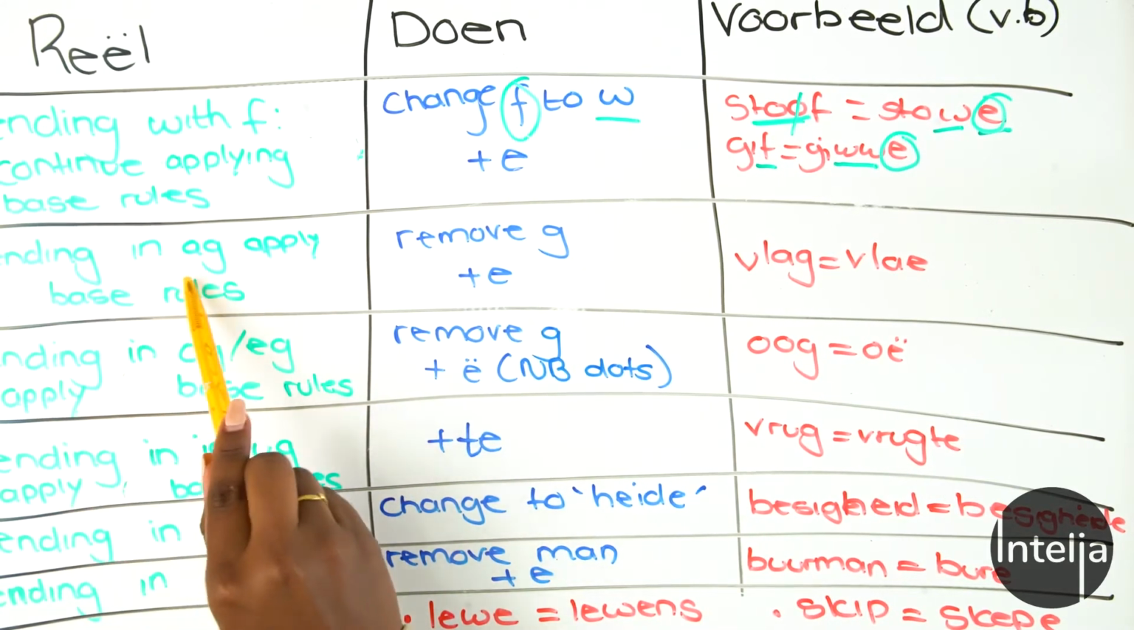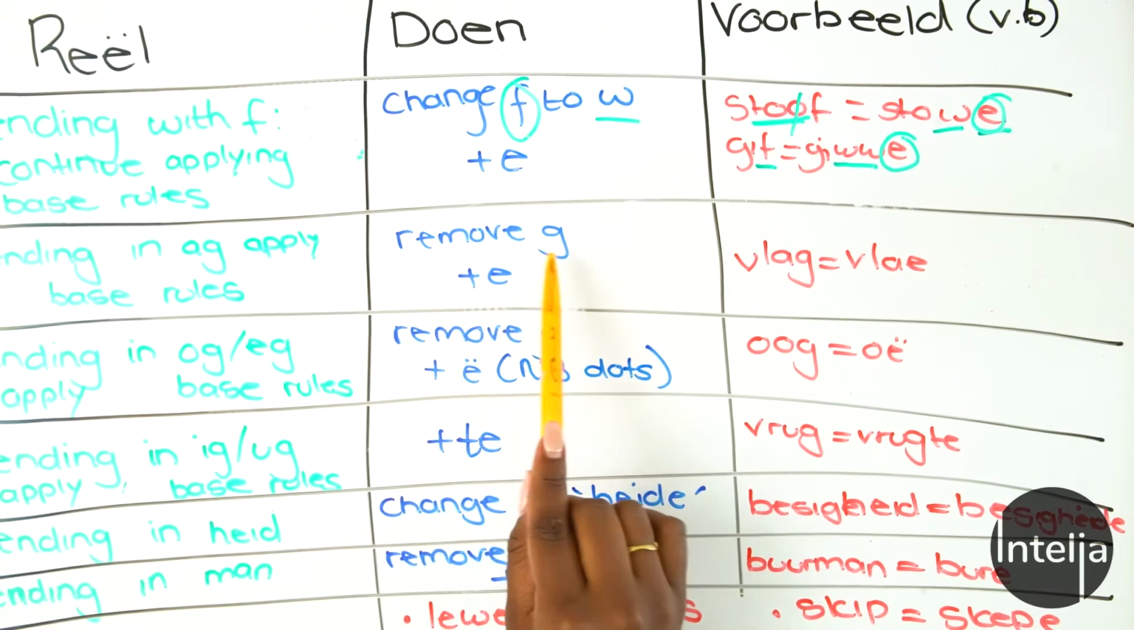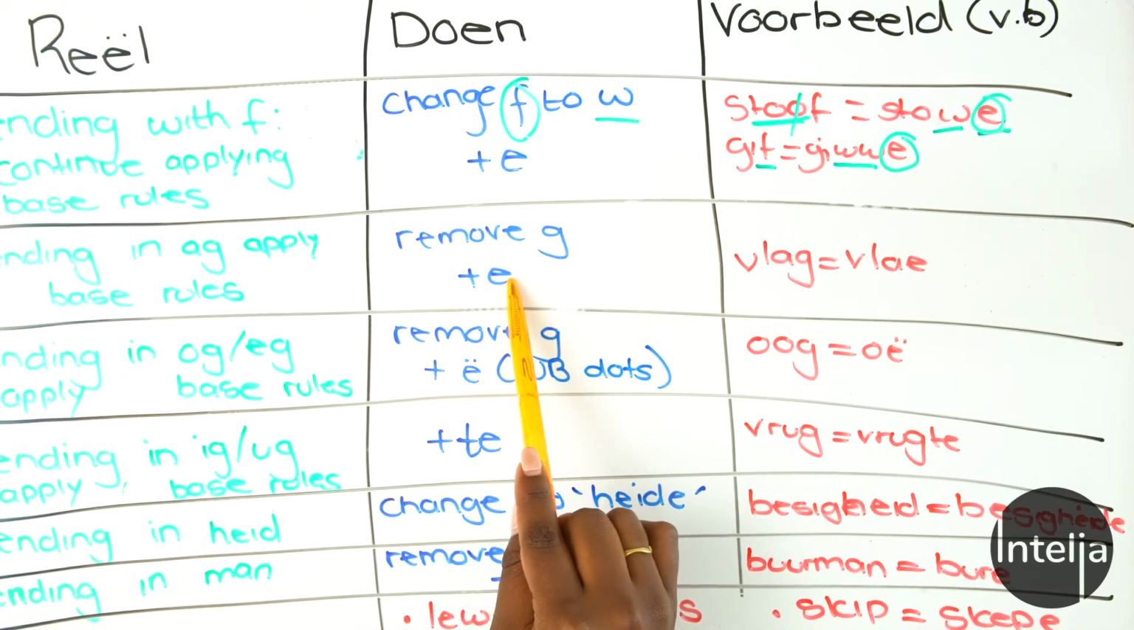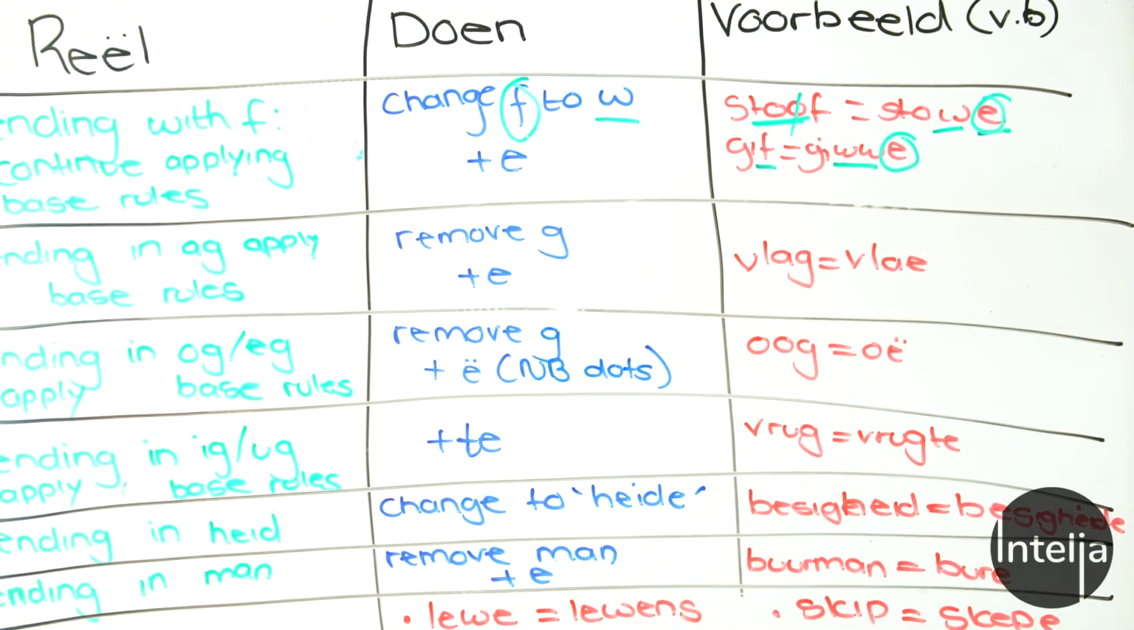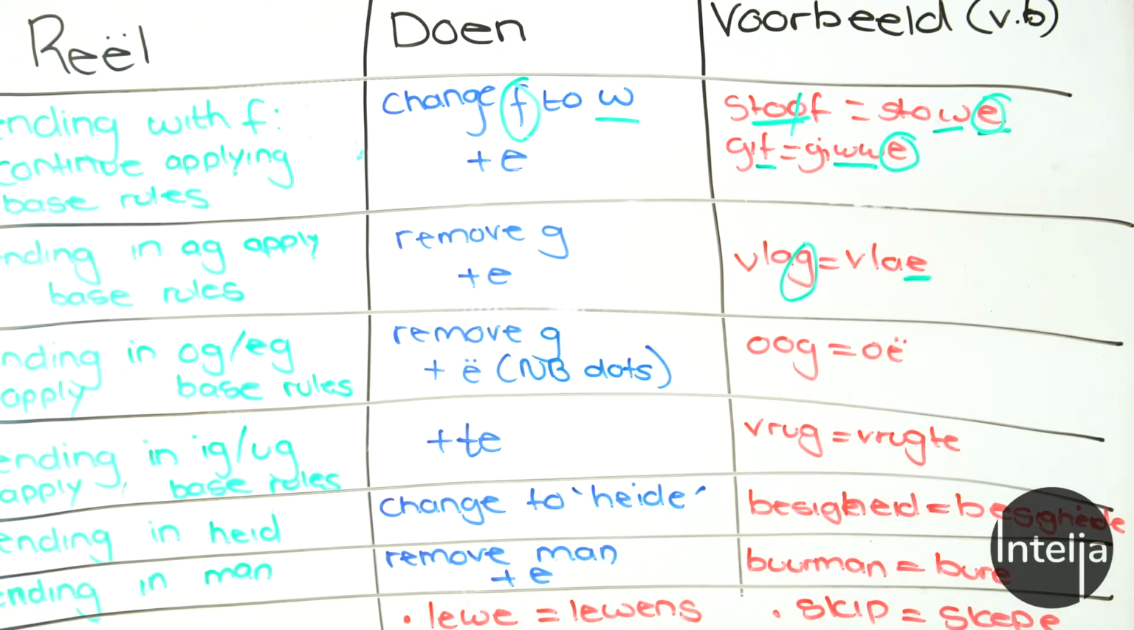Ending in AG, apply base rules. Any word ending in AG, we're going to apply the base rules. So remove the G and add an E. Vlag, which is a flag, vlag. As you can see, we removed the G and added an E. Awesome. Remove G, add E.